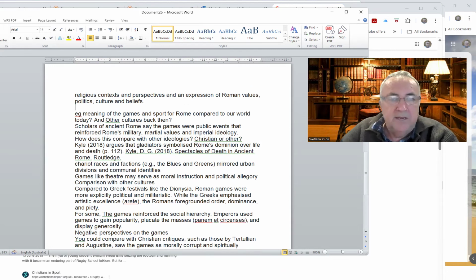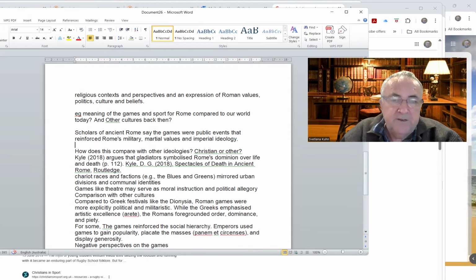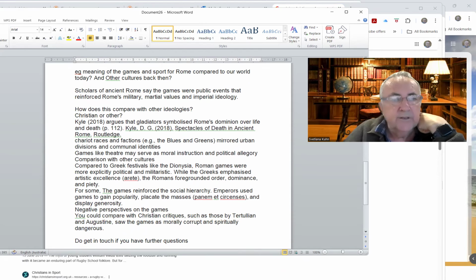We could think about the meaning of the games back then, the meaning of the games for Rome and Greece, and the meaning of the games for us today, and the meaning of the games for us today compared to 50 years ago, 100 years ago, and 200 years ago. Games and sport tend to change in meaning over time. We might compare a range of ideologies.